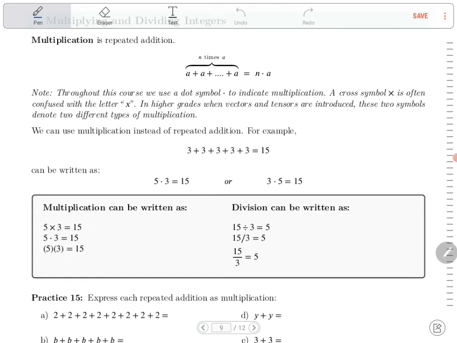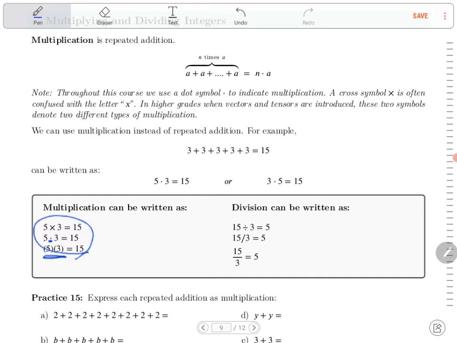As this note says, in higher grades, once you get to the concept of vectors and tensors, there's a difference between dot product and cross product. That's not something to worry about at this point, though. At this point, all you have to know is that all of these methods of writing multiplication are perfectly valid, and that in this course, we are going to tend to use the dot method or the parentheses method, so putting two numbers in parentheses beside each other.